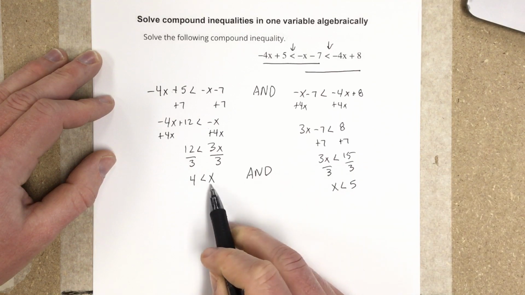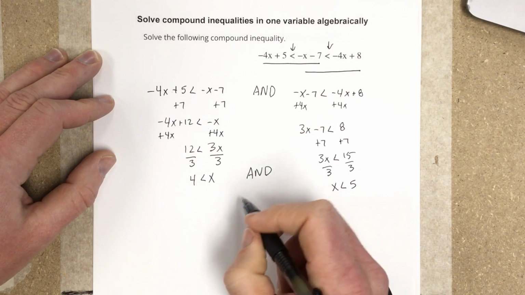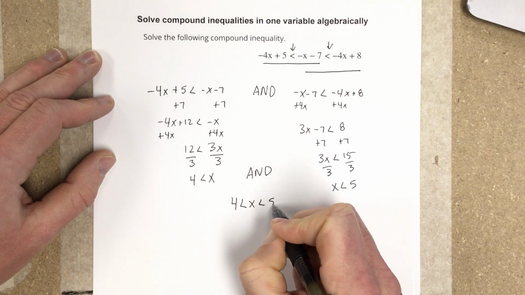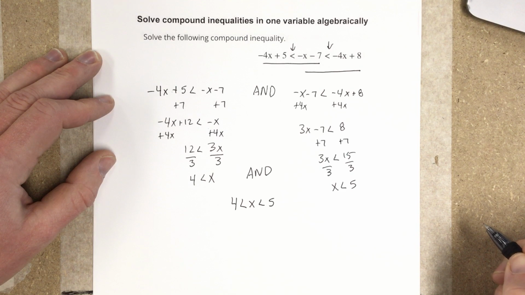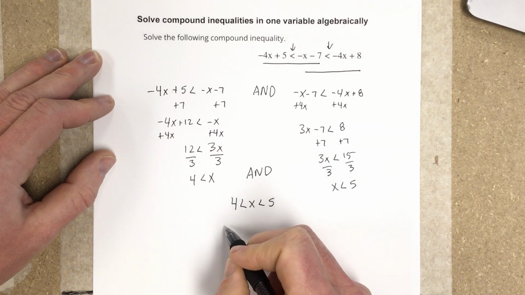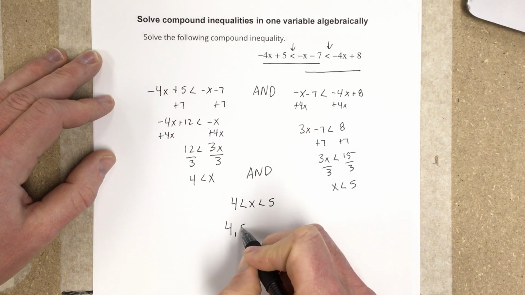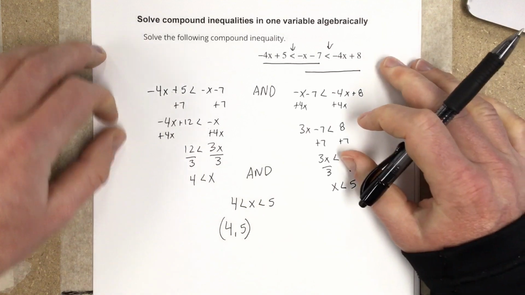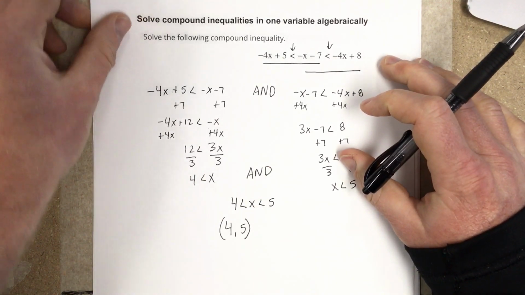So because x is greater than 4 and less than 5, I can write that as one compound inequality: 4 less than x less than 5. So my interval notation would be (4, 5) with parentheses on each side. Now that's kind of the long way to do this compound inequality. So on the next one, I'll show you the short version.